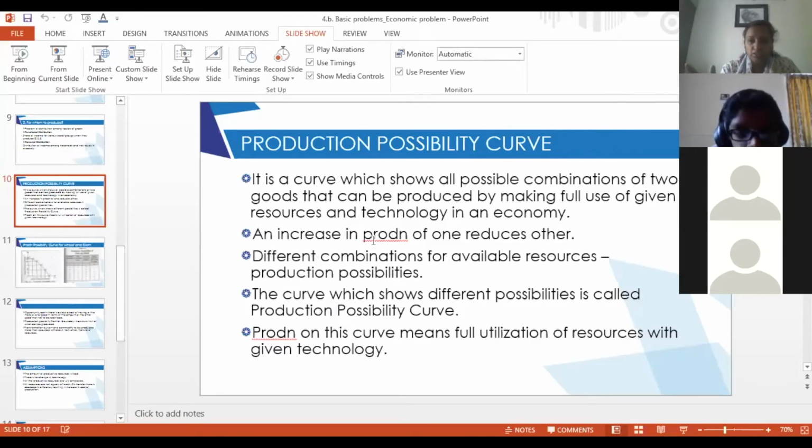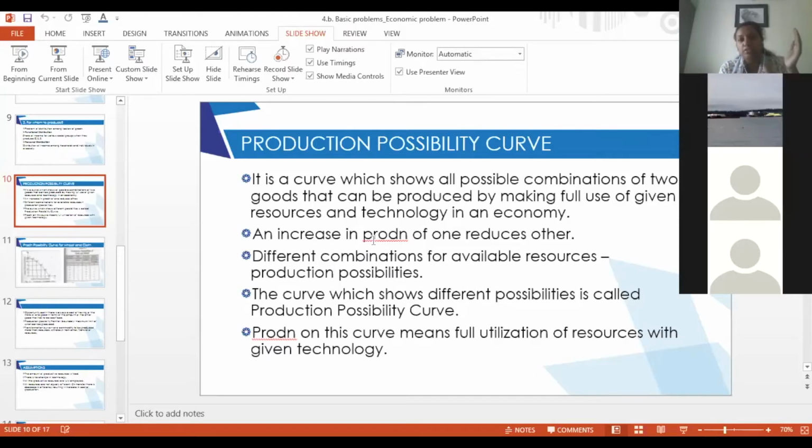Now imagine we are discussing, say, guns and bread. So this curve is going to show you all the possible combinations of guns and bread. For example, the first combination it is going to show, say, 10 guns are produced and no bread is cooked. So the first point comes at y axis, 10 guns and no bread. Then the second point will be, maybe you reduce the production to 9 guns, so you can produce one more bread.